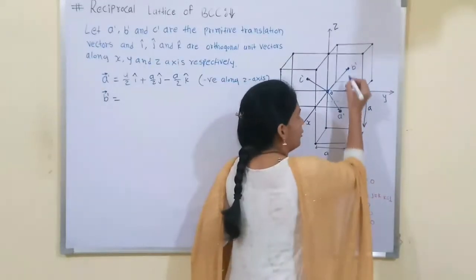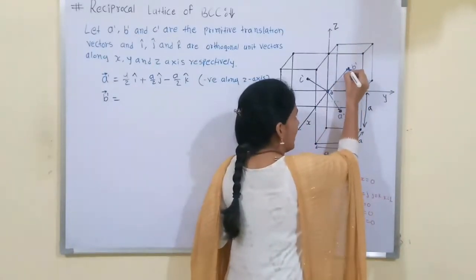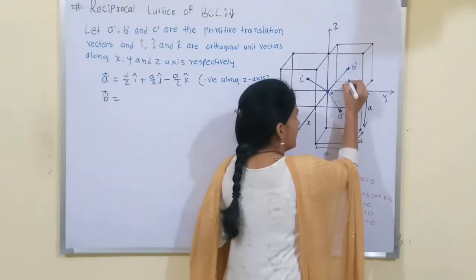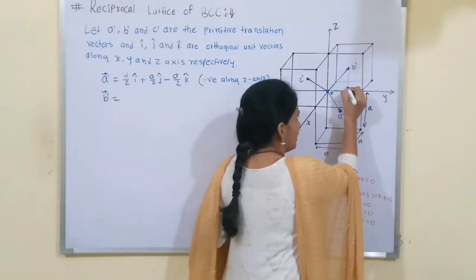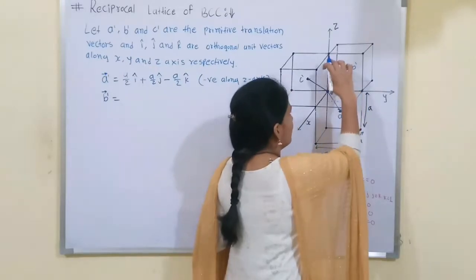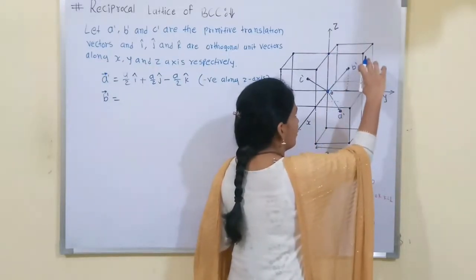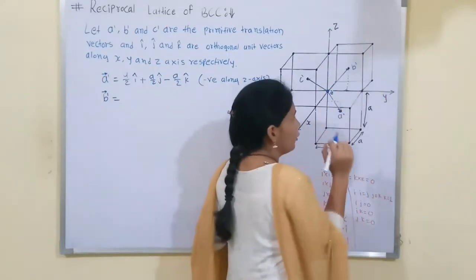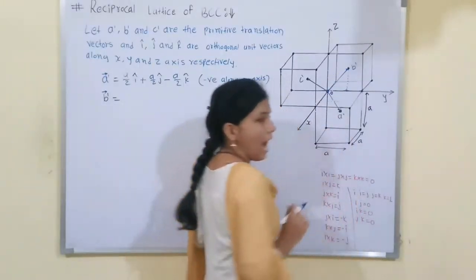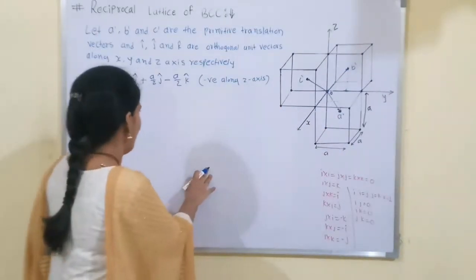That means a by 2, and we will also travel along the z axis, the positive z axis. Also it is a by 2. That means this is the edge of the unit cell, and we will travel only half of the distance of that edge.